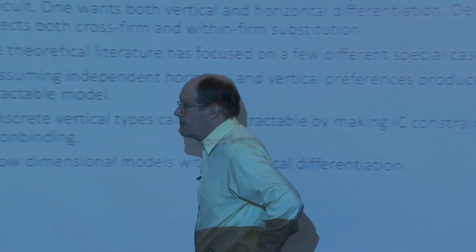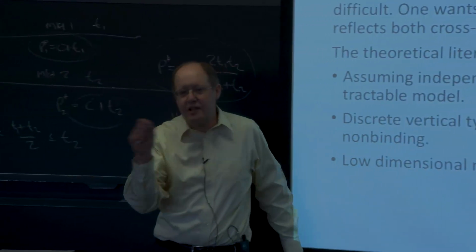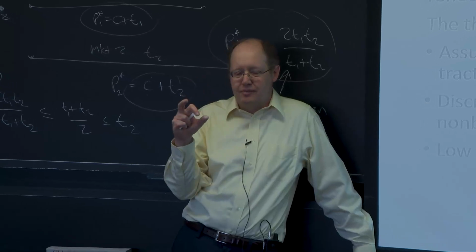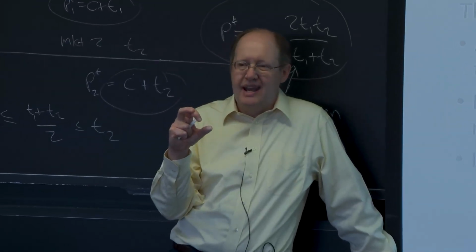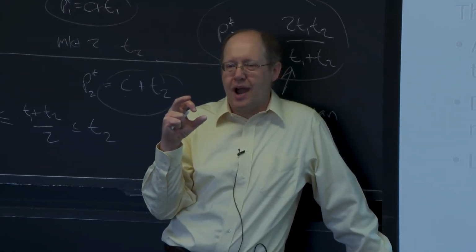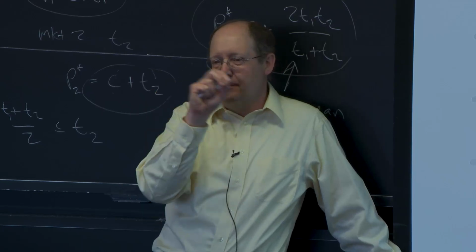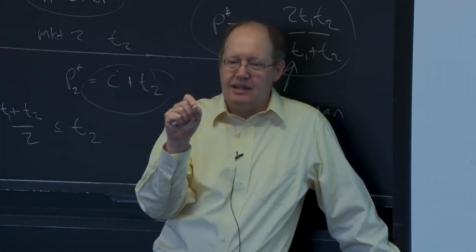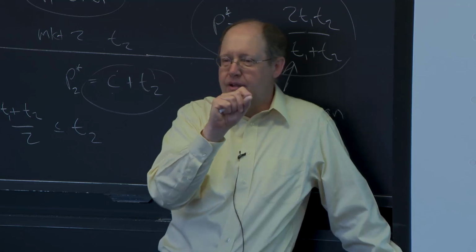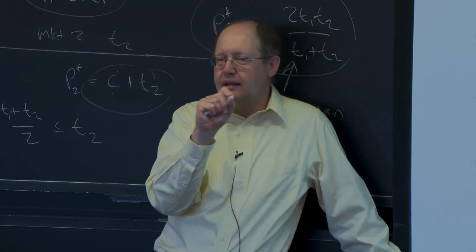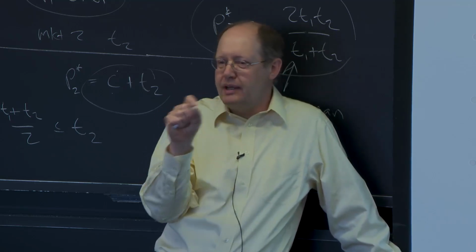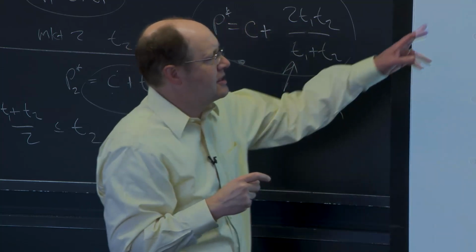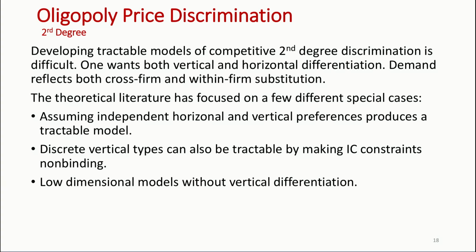And then the substitution patterns: there's going to be cross-firm substitution going on, and there's going to be within-firm substitution going on. And it just turns out it's hard to write down a nice tractable model that has the two dimensions of consumer tastes and has both substitution patterns mattering, with the binding IC constraints and the binding cross-firm constraints. So what the literature's tended to do is do a few different special cases.